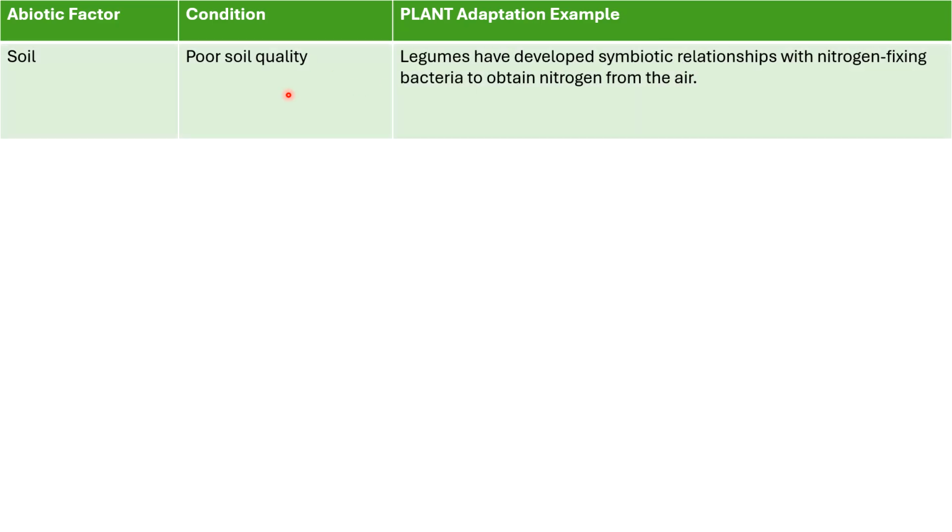So looking at poor soil quality, we have legumes that have developed symbiotic relationships, which essentially means a partnership with another organism, in this case nitrogen-fixing bacteria, to obtain nitrogen from the air. So the legumes provide certain nutrients, I suppose, and the nitrogen-fixing bacteria provide the nitrogen which they get from the air, if that makes sense. This is present in another topic, I think, as well.